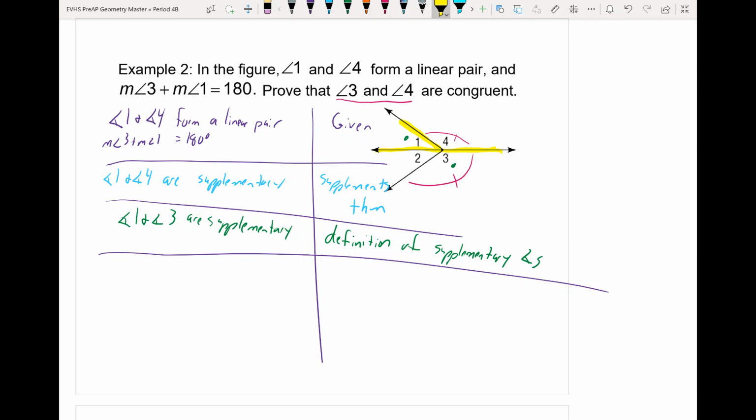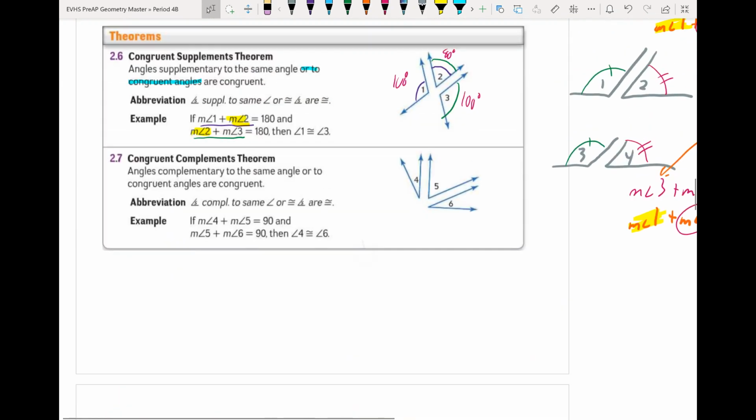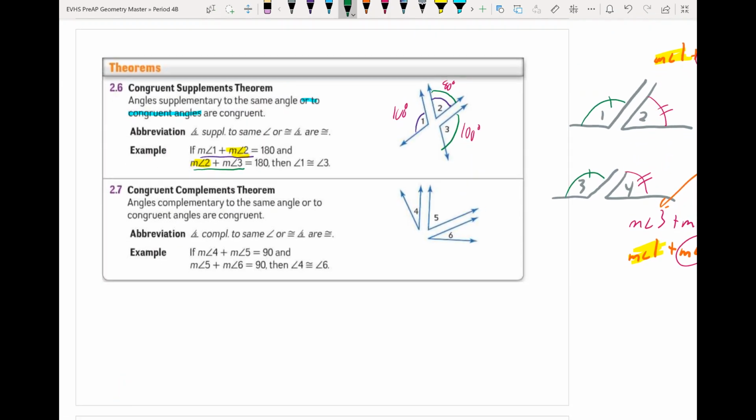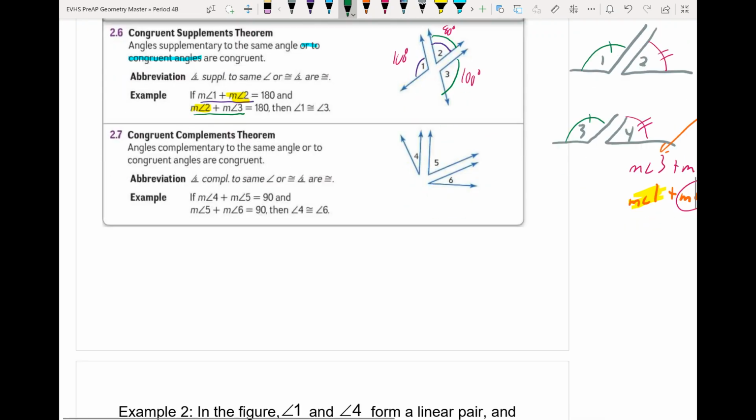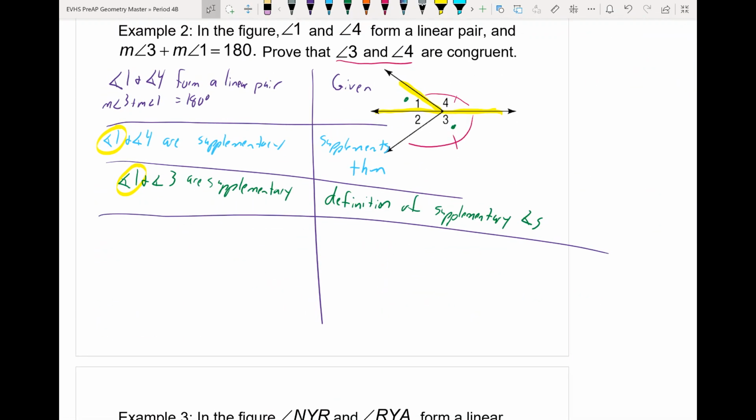Okay. Now, I'm seeing that angle 1 is in both of these. Angle 4 is supplementary to angle 1. Angle 3 is congruent to angle 1, which is the condition: angles supplementary to the same angle are congruent. So that means that angle 4 must be congruent to angle 3. And that is by the congruent supplements theorem.